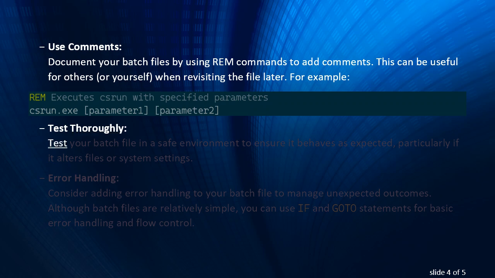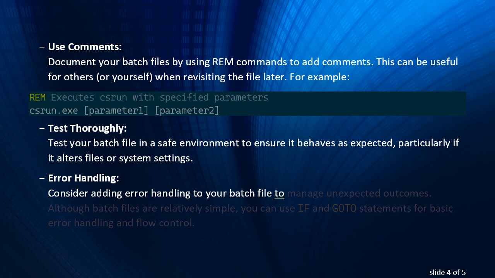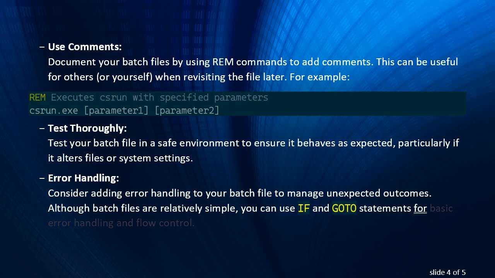Test thoroughly. Test your batch file in a safe environment to ensure it behaves as expected, particularly if it alters files or system settings. Error handling. Consider adding error handling to your batch file to manage unexpected outcomes. Although batch files are relatively simple, you can use if and go-to statements for basic error handling and flow control.